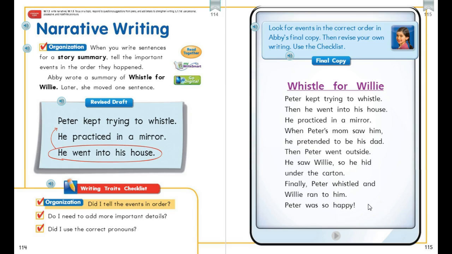All right. Abby did a great job keeping only the most important details in her summary. So let's look at the bottom of page 114. Here is the checklist I want you to use as you revise and make your final copy today in writing. Did you tell the events in order? Do you need to add more important details? Or do you have the most important things that happened in the middle of Whistle for Willie?